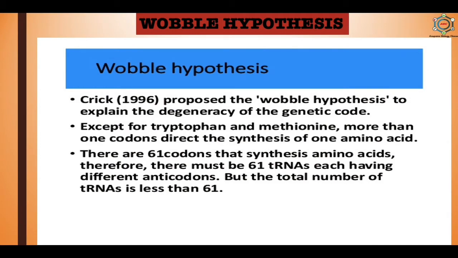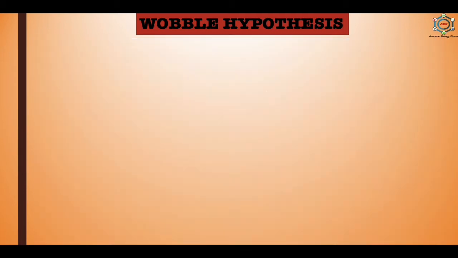So Crick proposed the WOBBLE hypothesis to explain the degeneracy of the genetic code. Except for tryptophan and methionine, more than one codon directs the synthesis of one amino acid. There are 61 codons that specify amino acids, therefore there must be 61 tRNAs, each having different anticodons, but the total number of tRNAs is less than 61.